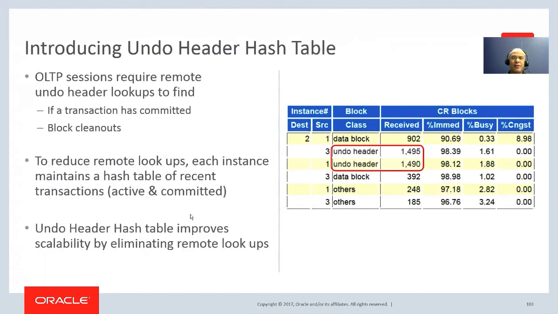Now, how do you know whether you're being affected by it? If you are on 12.1 or older releases, not 12.2, because this feature is automatically enabled, you would see an AWR report which shows something like this. The keyword is that you see a lot more waits on the undo header rather than the data block. In general, this typically means that we are doing a lot of work looking up this information from the remote nodes. And once this feature is in place, you would see this number reduce drastically.